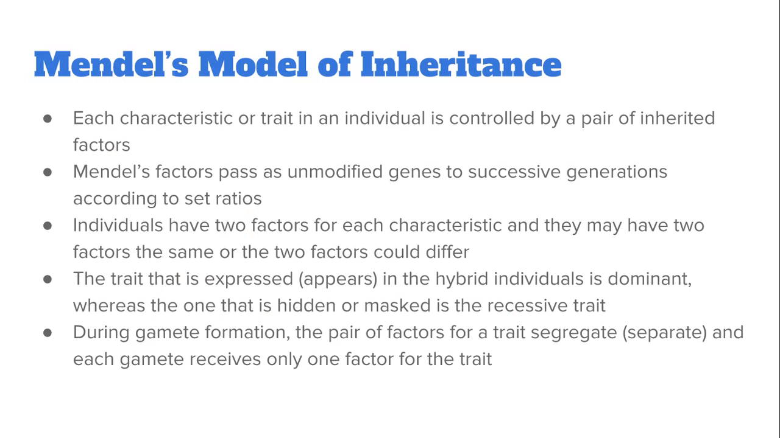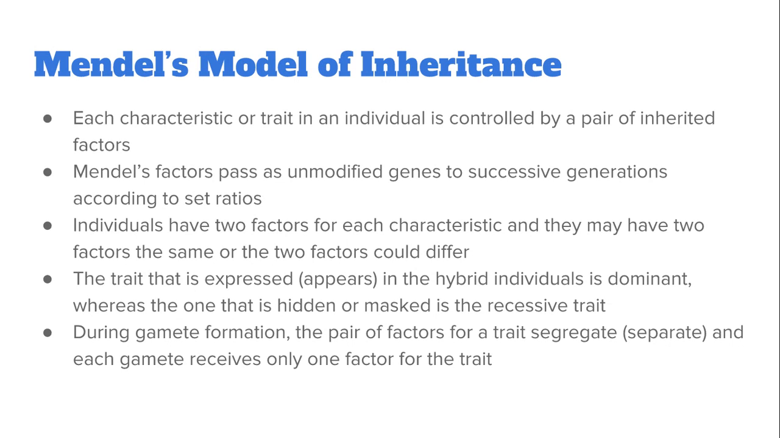Just to explain a little bit further about this model of inheritance, Mendel proposed that each characteristic or trait in an individual is controlled by a pair of inherited factors, and that in fact these factors are passed to successive generations as unmodified genes. Individuals have 2 factors for each characteristic, and they can either be the same or different, and remember, the same is homozygous, different is heterozygous.